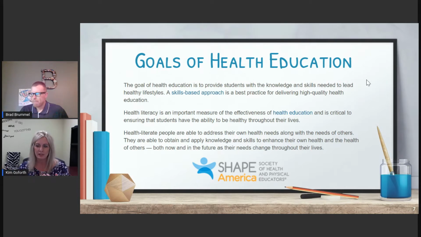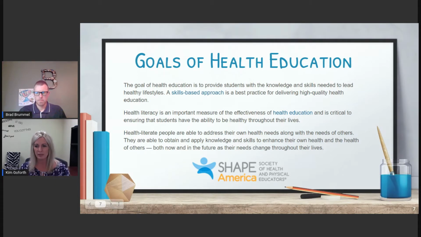And so we take 2 of our organizations that we work with frequently and look at what they say the goals of health education are. And so this slide indicates the Shape America goals of health education, and that opening paragraph talks about this skills-based approach and that it is the best practice for delivering this quality of education that we need to get to our students. And you also see in the second and third paragraphs that it focuses on that health literacy piece.